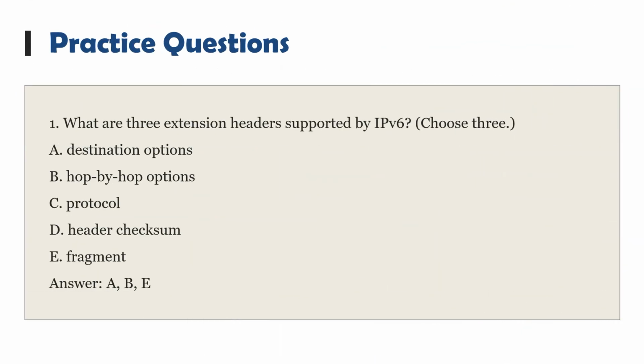1. What are 3 extension headers supported by IPv6? Choose 3. A. Destination options. B. Hop-by-hop options. C. Protocol. D. Header checksum. E. Fragment. Answer: A, B, E.